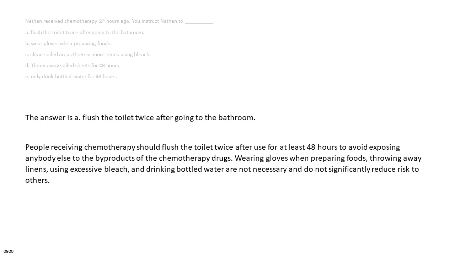The answer is A. Flush the toilet twice after going to the bathroom. People receiving chemotherapy should flush the toilet twice after use for at least 48 hours to avoid exposing anybody else to the byproducts of the chemotherapy drugs. Wearing gloves when preparing foods, throwing away linens, using excessive bleach, and drinking bottled water are not necessary and do not significantly reduce risk to others.